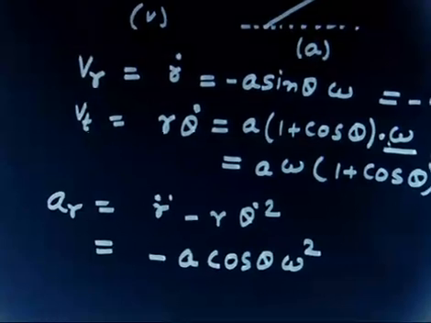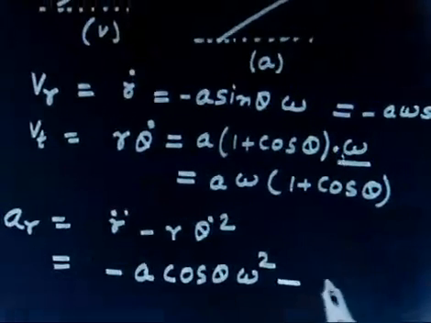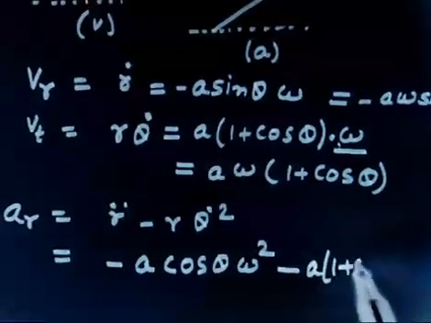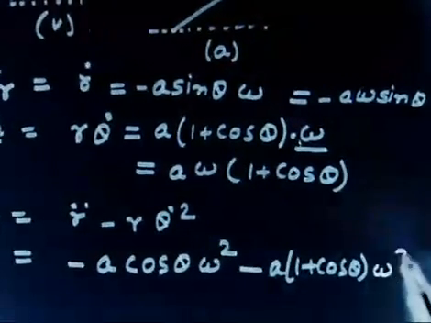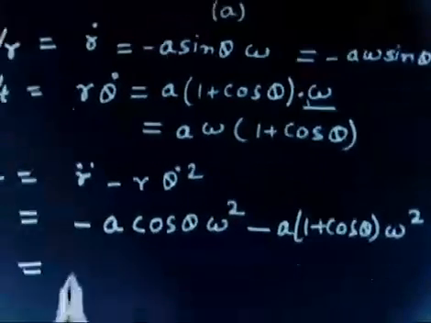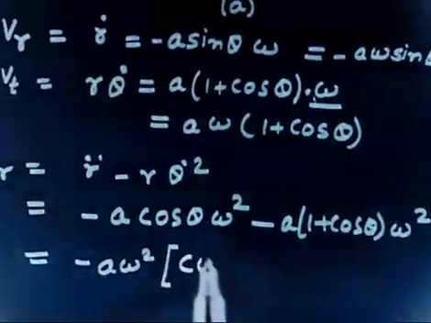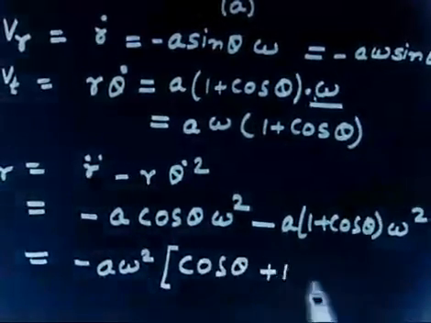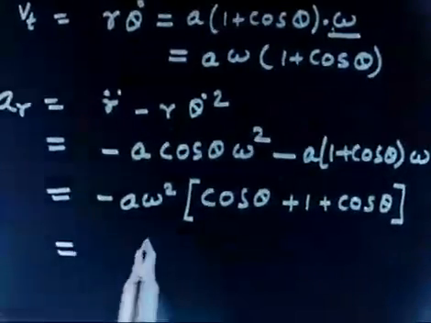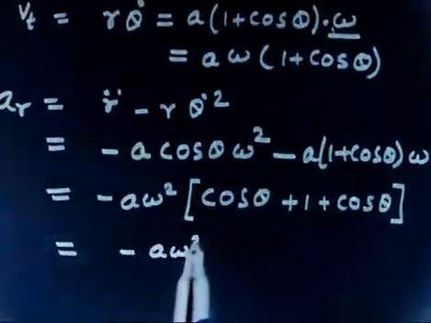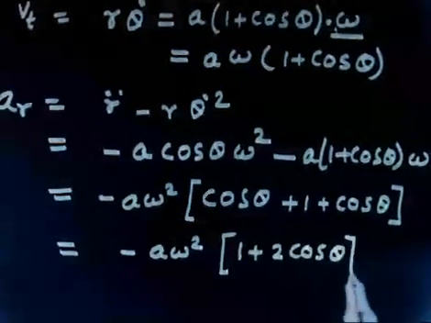Now we have the next term, that is minus r, where r is given by a into (1 plus cos theta), into theta dot square. Theta dot is omega, so this is omega square. If I take minus a omega square common, I will have cos theta here and 1 plus cos theta there. So the radial component of acceleration is minus a omega square (1 plus 2 cos theta).